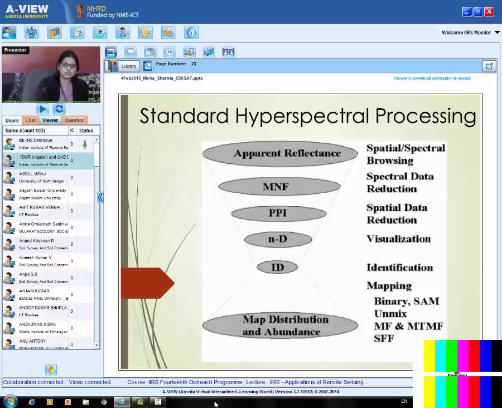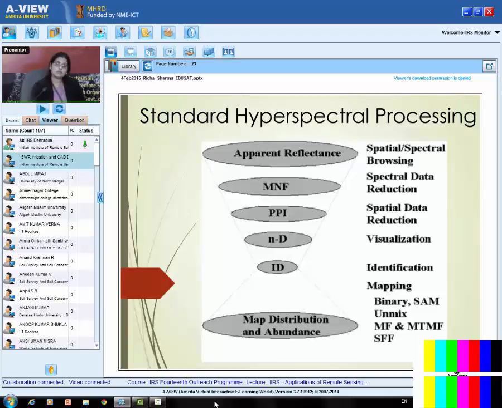Therefore, first is the apparent reflectance that we have to calculate through the atmospheric correction models and techniques. Then, because the hyperspectral data has a large amount of data, the data reduction is very important. Those data reduction techniques are used to reduce the number of spectral bands, but they should contain the maximum amount of information that is present in that particular data.